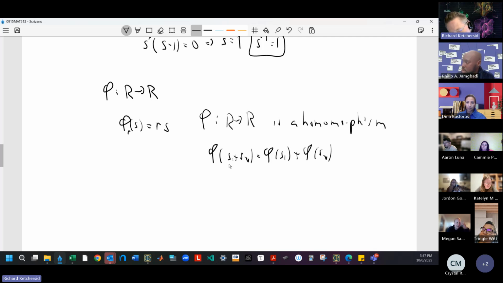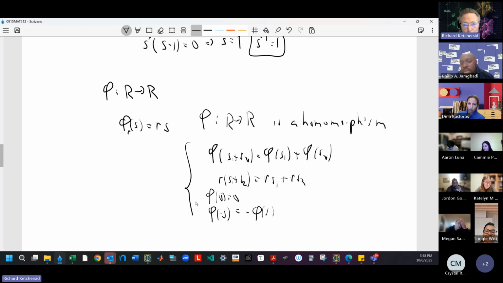Okay, so what is this? This is R of S1 plus S2 equals RS1 plus RS2, right? So that definitely works, right? And then phi of 0 is 0, right? You can check that. And I'll just leave these for you to check: phi of minus S is minus phi of S. It's easy to check those things, right?